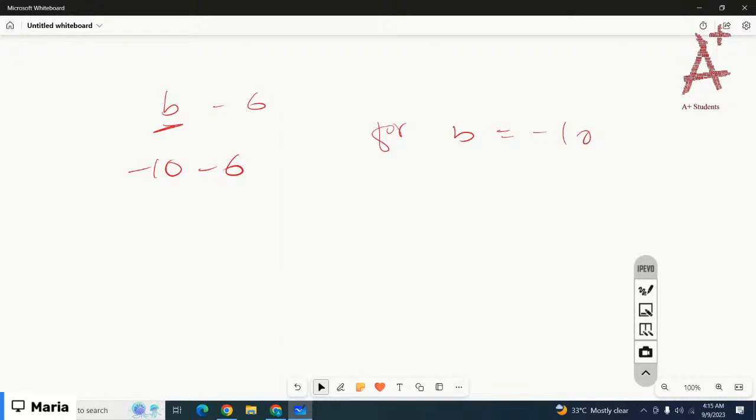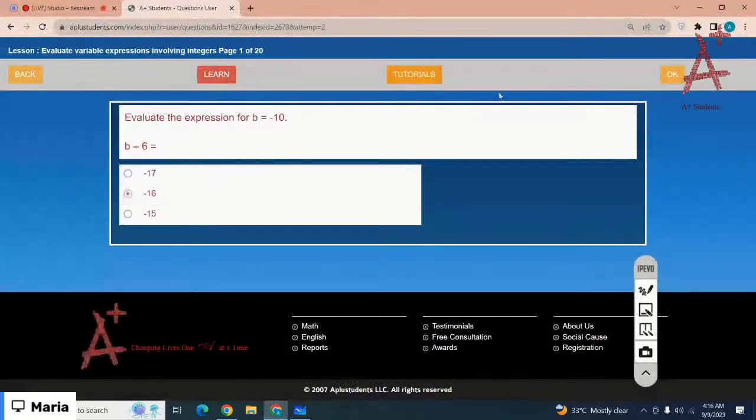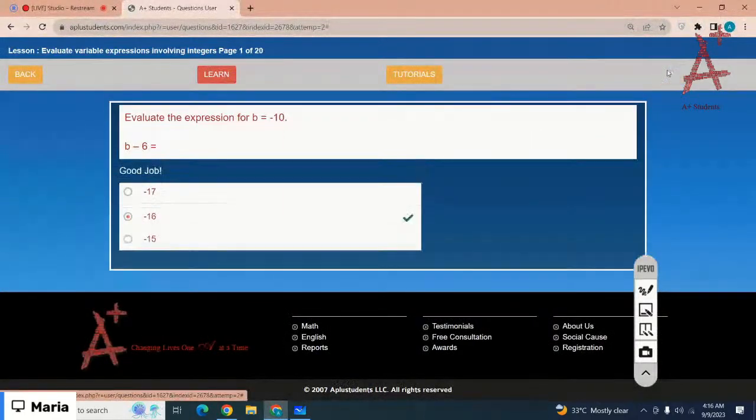So now you are going to apply the rules for the integers, right? Both the numbers are negative. 10 is greater in magnitude and that has a negative sign. That means the answer must be negative, right? You have to add them, it would be negative 16. So the correct option is negative 16, right?